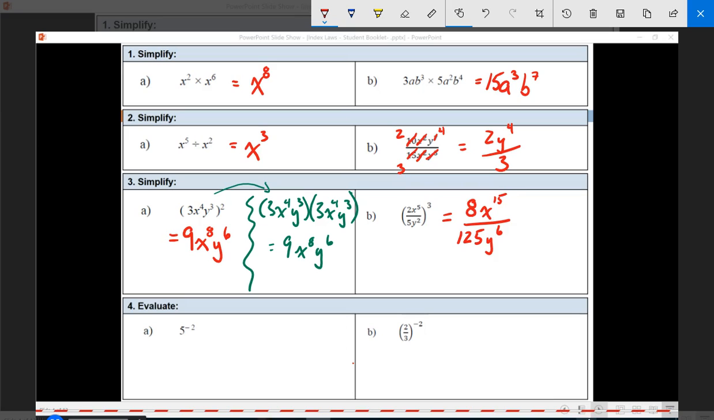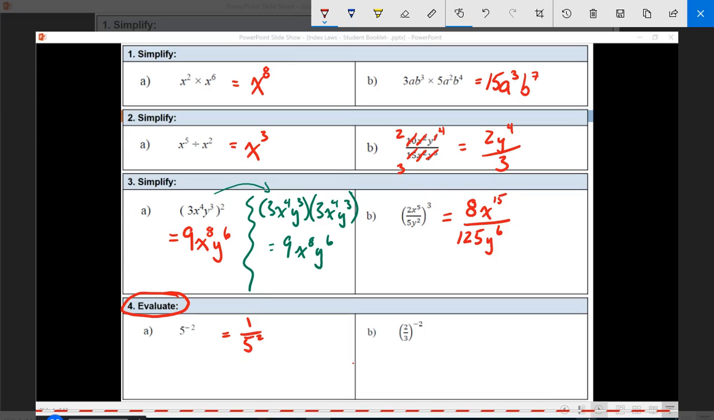Okay. Next one, guys. This one says evaluate. The first 3 questions said simplify. So when it says evaluate, you're going to end up with a number. Okay. So this says 5 to the negative 2. How can I rewrite that? Yep. 1 over 5 squared. Yeah, 1 over 5 squared.